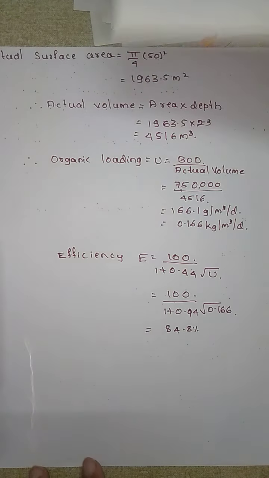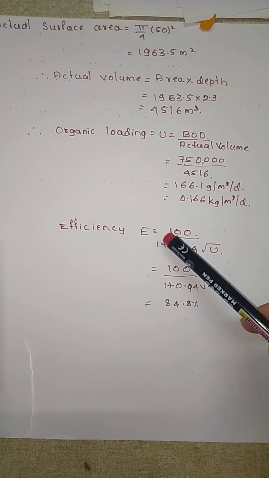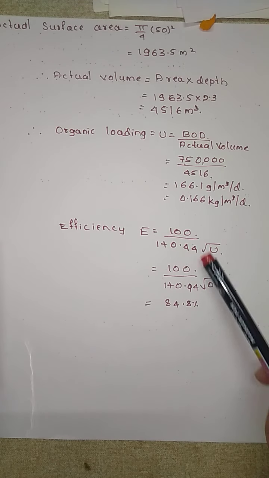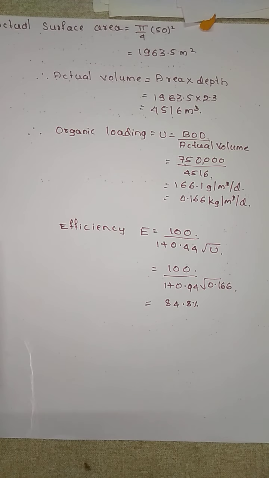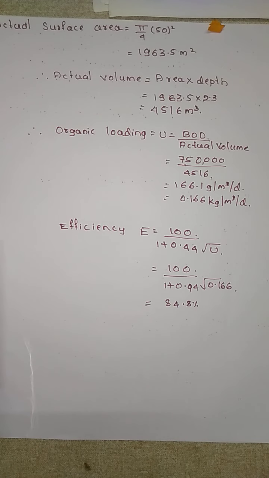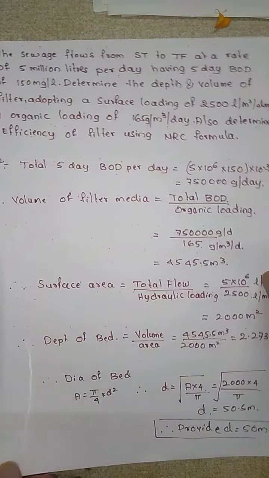Now in the problems, normally the efficiency is going to be asked in your exam. So the efficiency formula for the trickling filter is E equals 100 divided by 1 plus 0.44 square root of u. Here this u is nothing but the organic loading. Now we will solve one problem on the trickling filter.